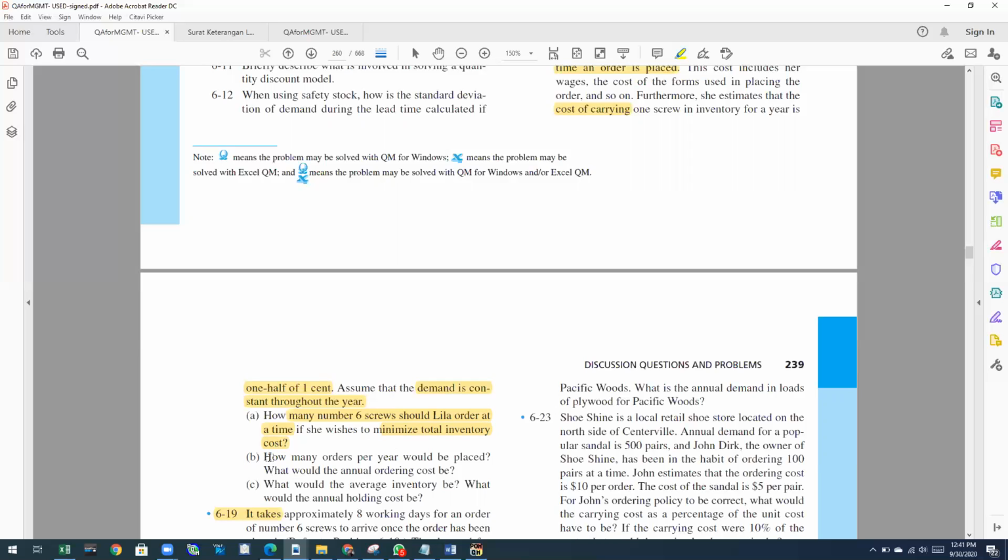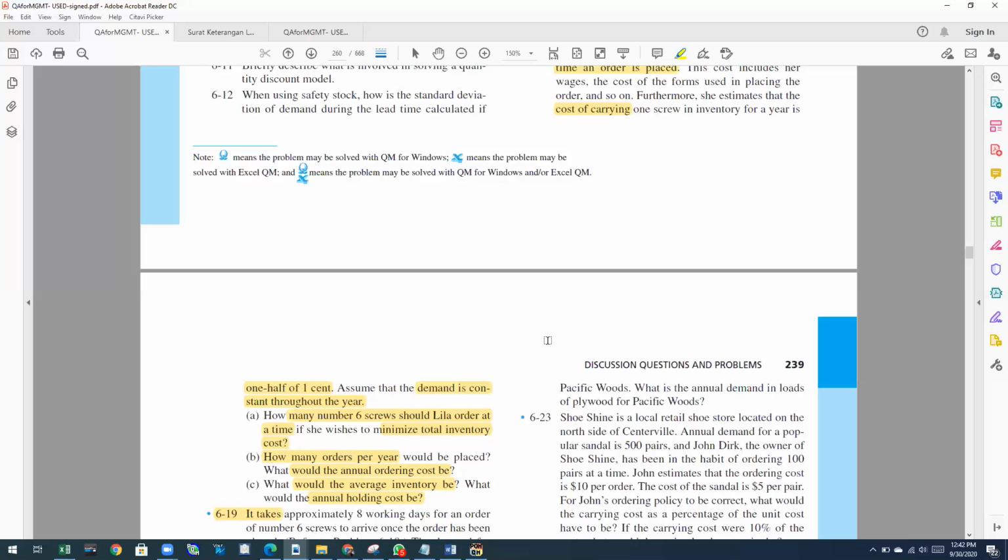And the second question is, how many orders per year should be made to meet the annual demand? Once we know how many orders to make, and knowing that the cost per order is $10, then we can determine the annual ordering cost. And then the third is, what would be the average inventory? If we know the average inventory, we can now calculate the annual holding cost. How much is the annual carrying cost?